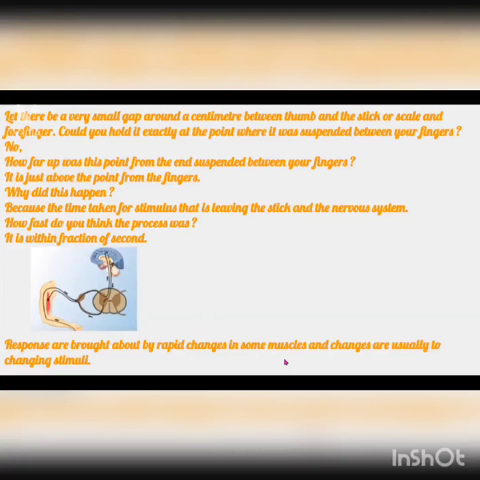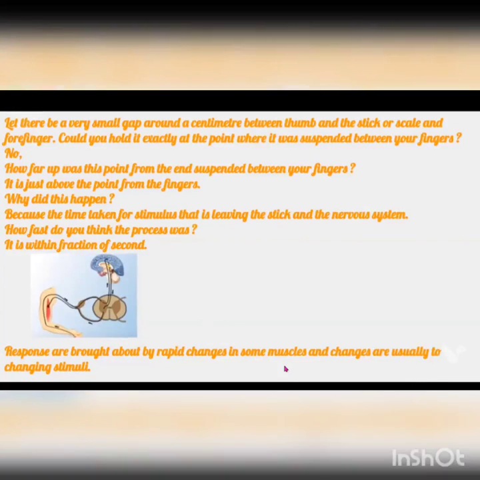No, can't hold it. So how far up was this point from the end suspended between your fingers? It is just above the point from the fingers. Why did this happen? Because of the time taken for the stimulus, that is the falling stick, to reach the nervous system. How fast do you think the process was? It is within a fraction of a second. Responses are brought about by rapid changes in some muscles, and changes are usually to changing stimuli.